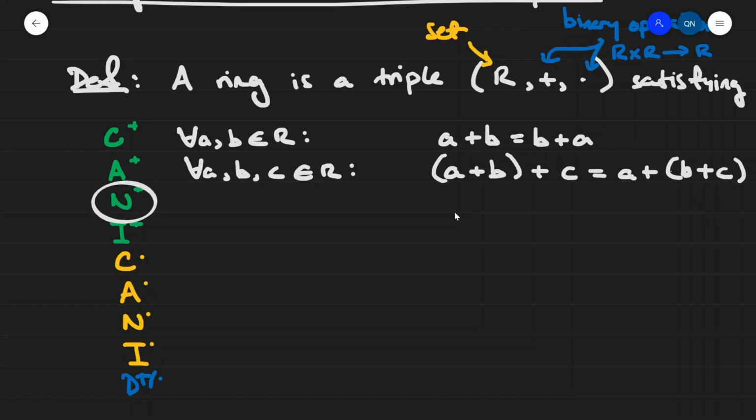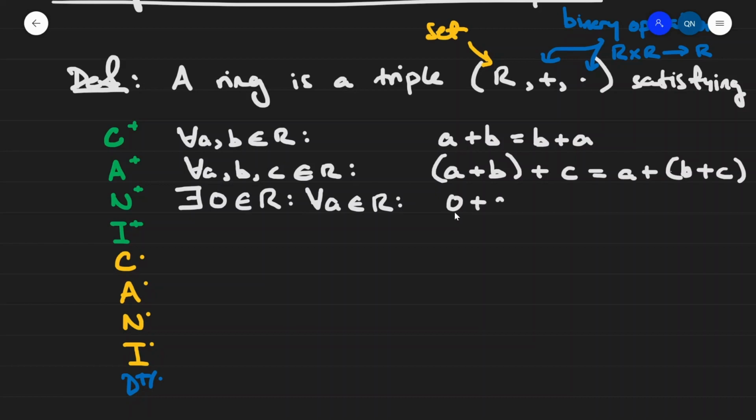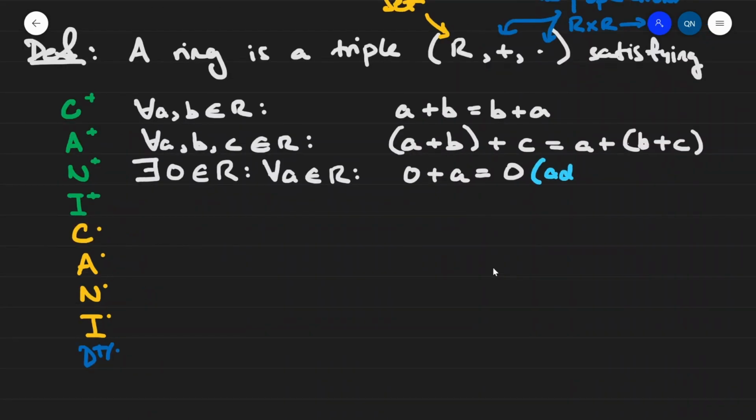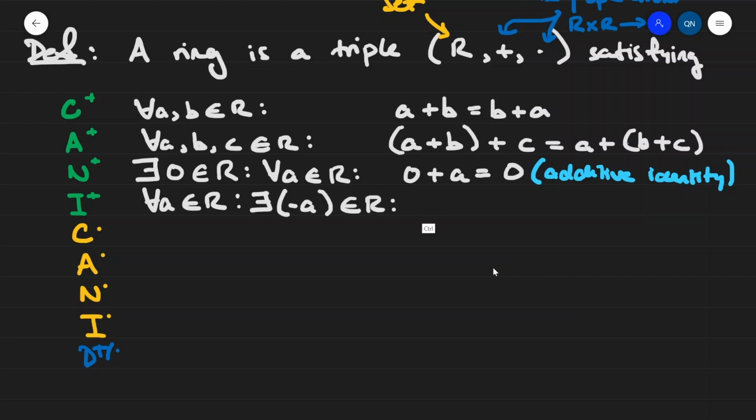Next up, the N stands for neutral. This is your additive identity, which says that there exists some element called 0 in your ring, such that for all elements a in your ring, we have the following: 0 plus a equals a. Sometimes we call this 0 the additive identity. Next up, I stands for inverse, which says that for all elements a in your ring R, there exists some element that we call minus a in your ring R, such that if you take your element a and add it with the inverse, you get back the additive identity.